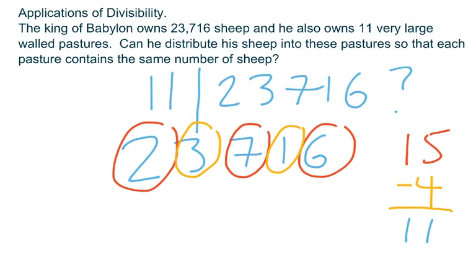Well, 11 is divisible by 11. 11 divided by 11 is equal to 1 with a 0 remainder. So 23,716 is divisible by 11, and we don't even have to have a calculator. The answer to this question is yes. He can distribute his sheep, and there won't be any leftover sheep who don't have a place to go, or a pen that has too many sheep.